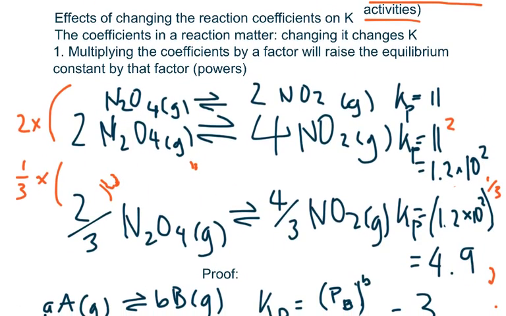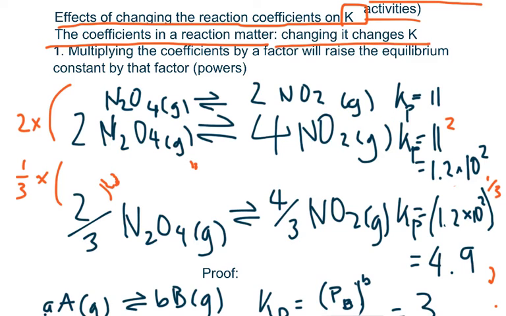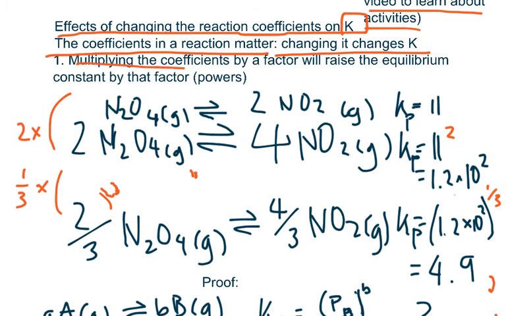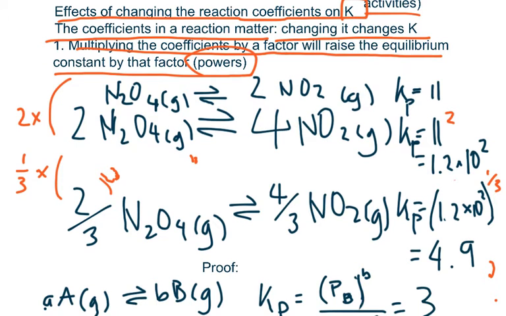So, let's talk about the effects of changing the reaction coefficients on our equilibrium constant K. So, the coefficients in a reaction matter. Changing them changes K. So, the first thing I want you to know is that multiplying the coefficients by a factor will raise the equilibrium constant by that same factor. And when I say raise the equilibrium constant by that factor, I mean that I'm taking it to a power. So this is best exemplified by doing an example.